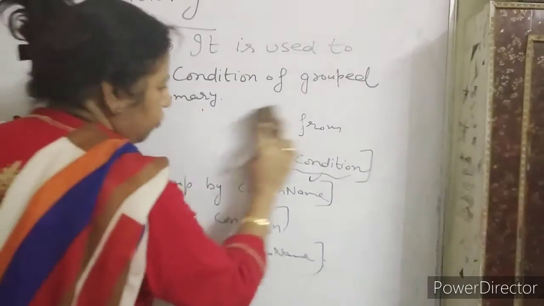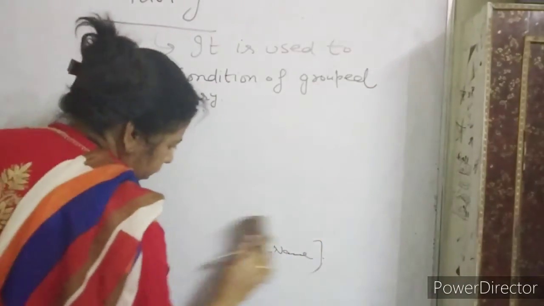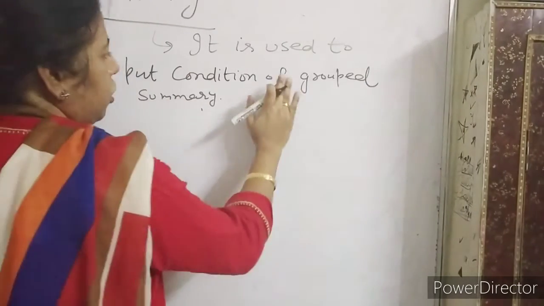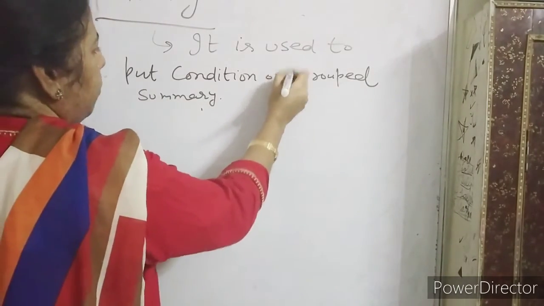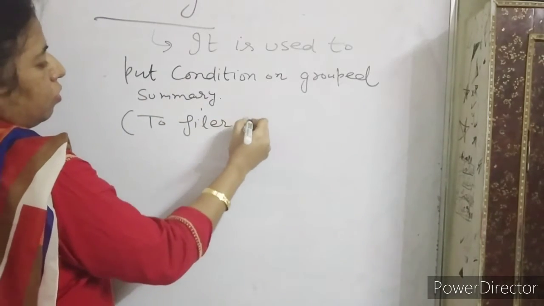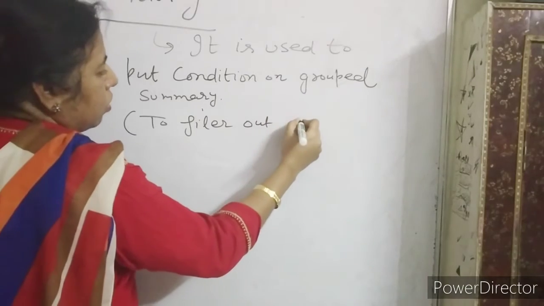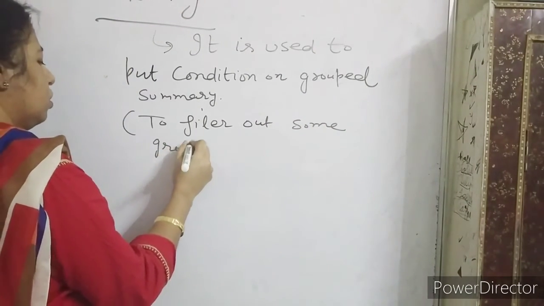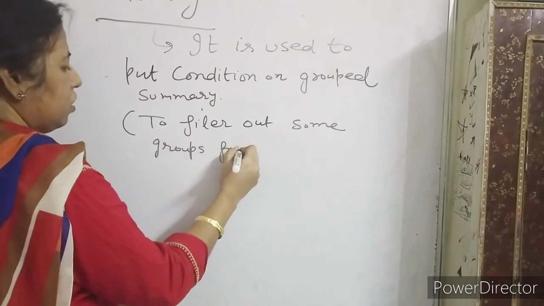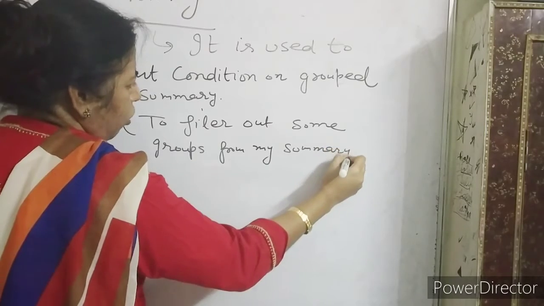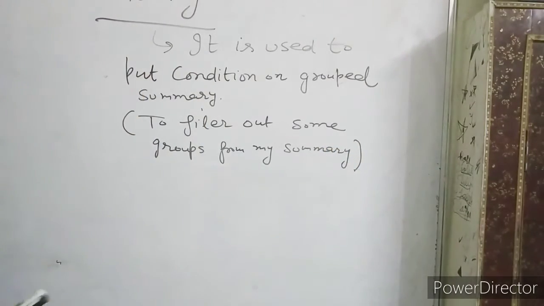What is the syntax telling about? It is used to put a condition on grouped summary or to filter out some groups from my summary. Filter out some groups from my summary. What does this mean?